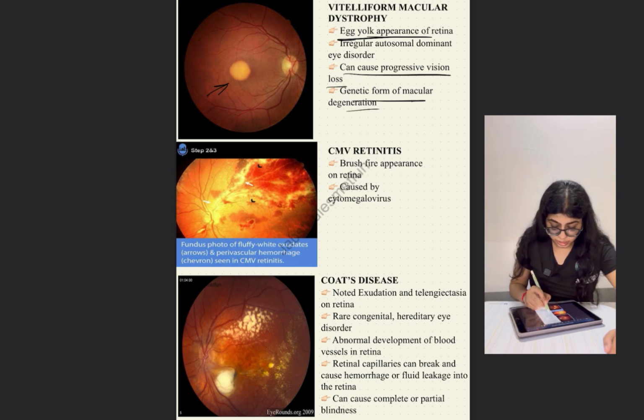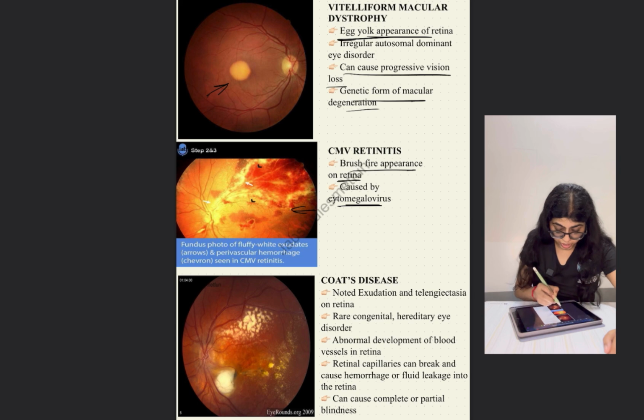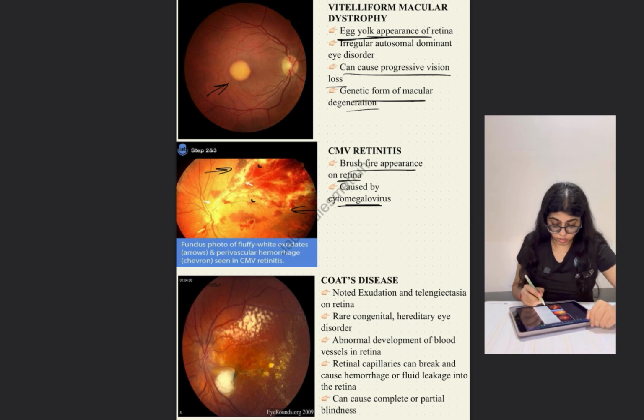CMV retinitis. It is brush fire appearance on the retina caused by cytomegalovirus. You can see that it is a fiery appearance. Please remember it related to CMV.